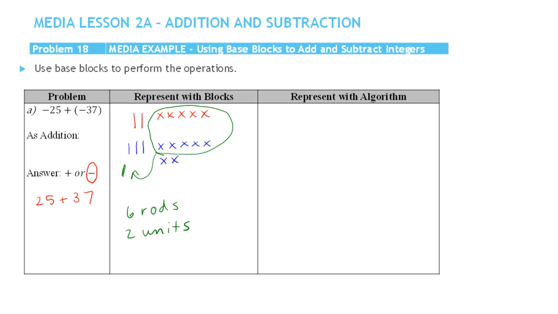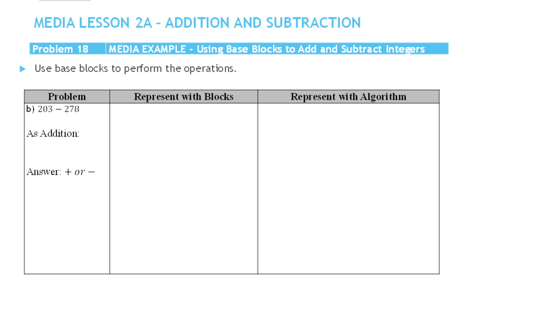Okay. Now let's represent this with the algorithm. So we had 25 plus 37. 5 ones plus 7 ones is 12 ones. Well, that's 2 ones and 1 ten. And then we have a total of 6 tens. Now we need to remember to go back and answer the original problem. Remember, our sign needs to be negative. So let's just write the whole thing out. We have negative 25 plus negative 37 equals negative 62.